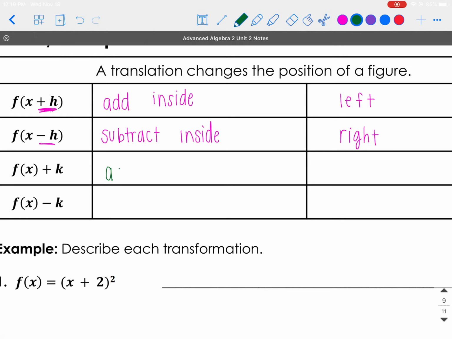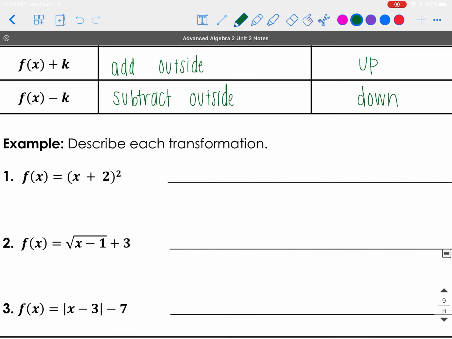So if I add outside, that one moves up. So the left and the right is opposite what you would think. The up and the down is not opposite. So if I subtract outside, it moves down. So we're going to do some examples.